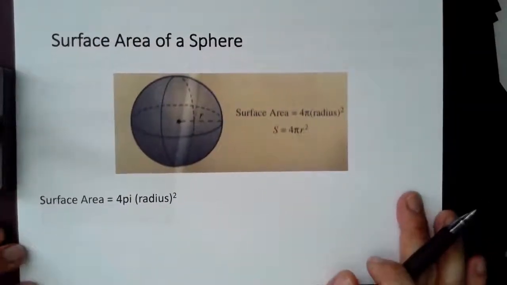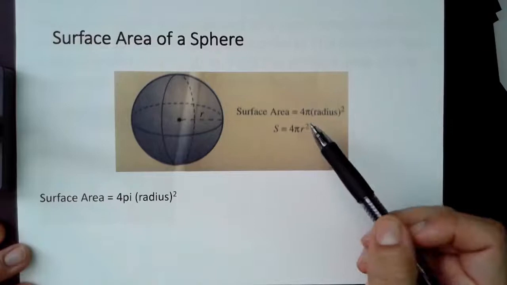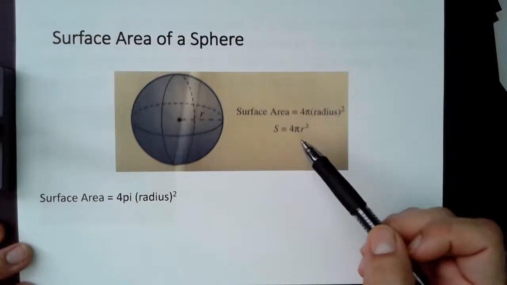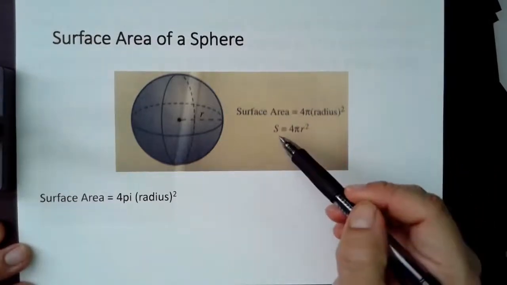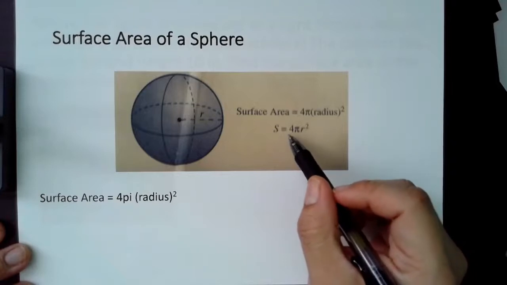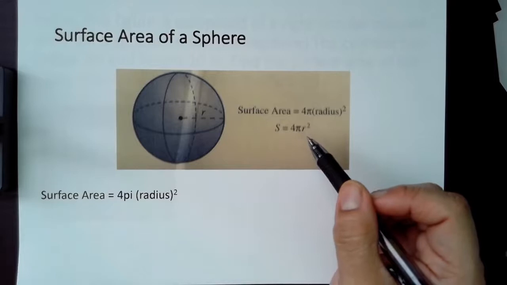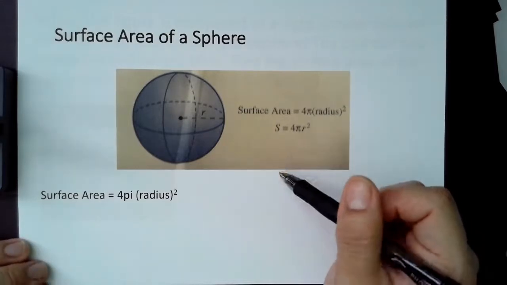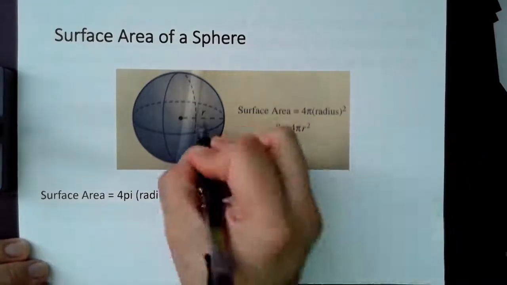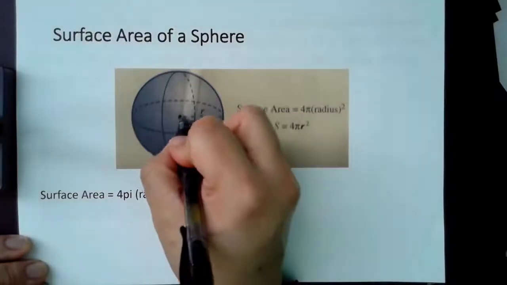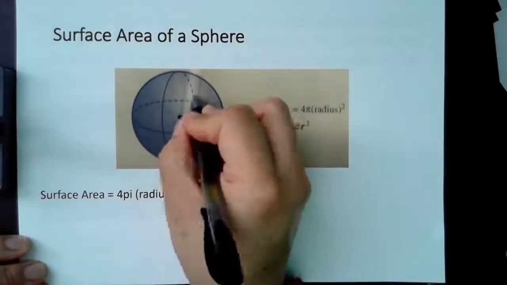All right, so surface area of a sphere. I'm not going to get too much into the why it is, but I am going to give you the formula. And the formula here is 4 pi r squared, okay? So let's first talk about that. What is the r here? The radius is from the center of the sphere out, okay?